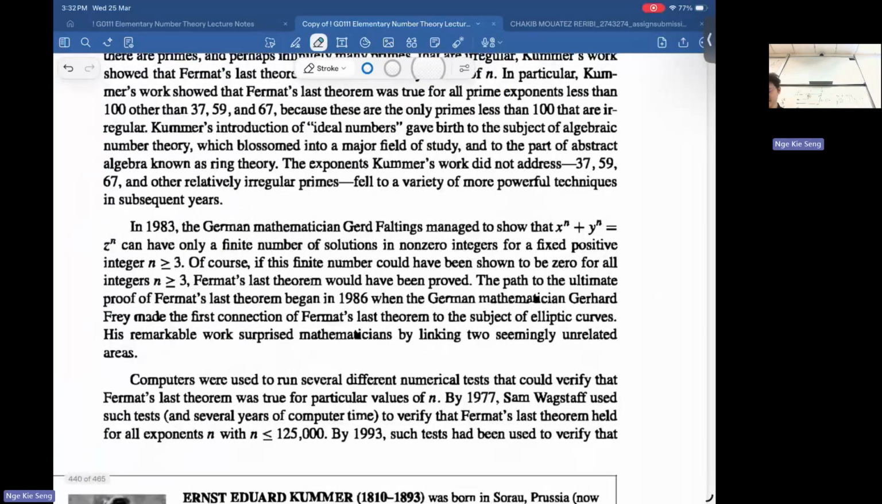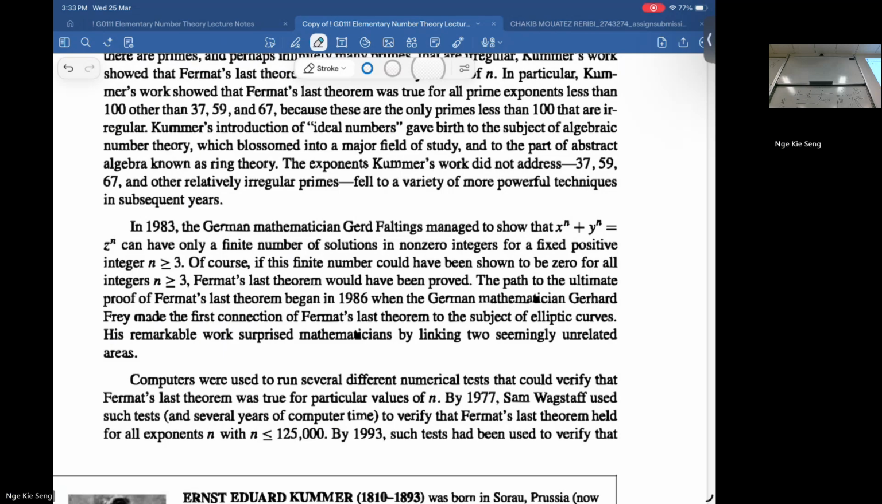Okay, Gerd Faltings. This Faltings managed to show that x^n + y^n = z^n can have only finitely many solutions in non-zero integers for a fixed positive integer n greater than or equal to 3. So he managed to reduce the solution set to finitely many. If you then show that all of them have to be 0, then Fermat's Last Theorem is finished. Obviously 0 will solve it, right? But we want to see whether there's a non-trivial solution.